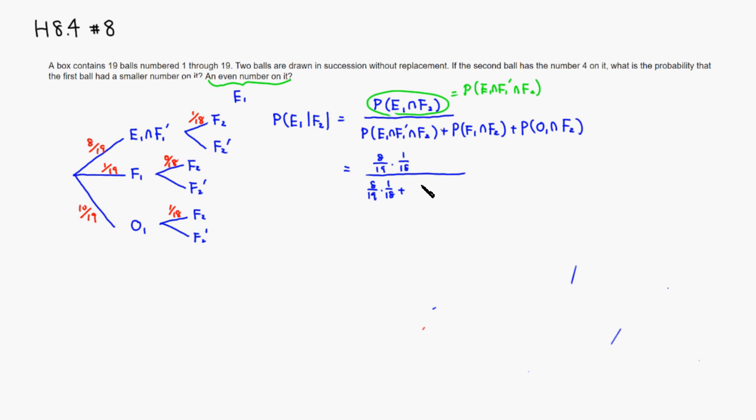Plus if you get F1, then there's no 4 left, so 0. And the last one is you get an odd number, then you have a 1 out of 18 chance. So, as usual, we multiply by 19 and 18, so that we can cancel. We're going to get 8 over 8 plus 0 plus 10. So it's 8 over 18, which is going to be 4 over 9.